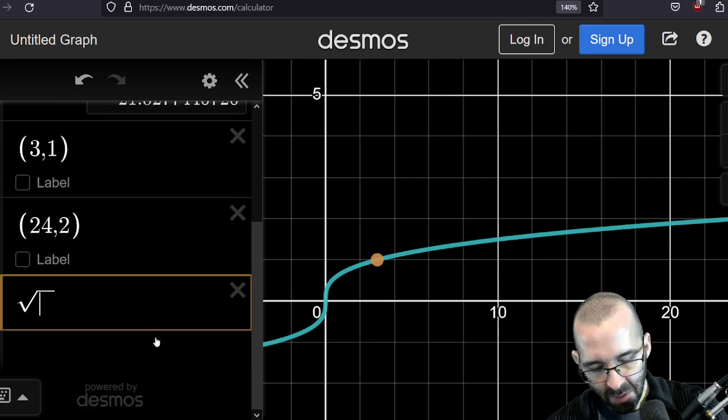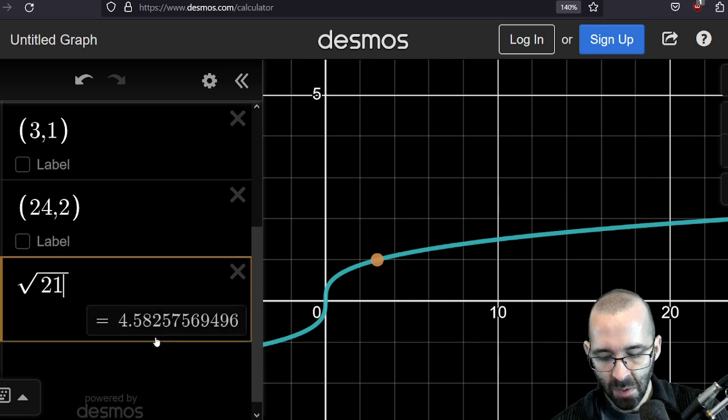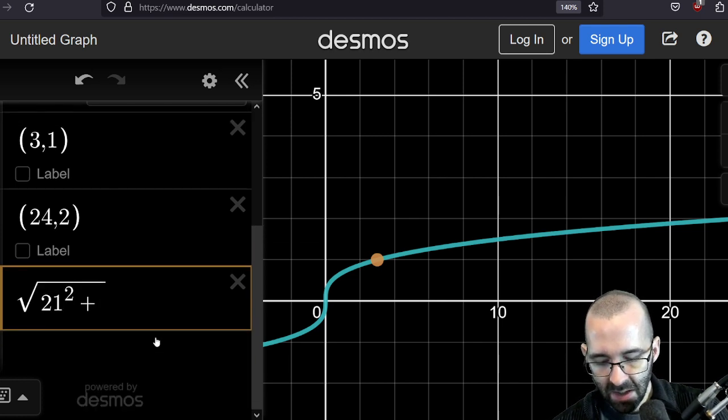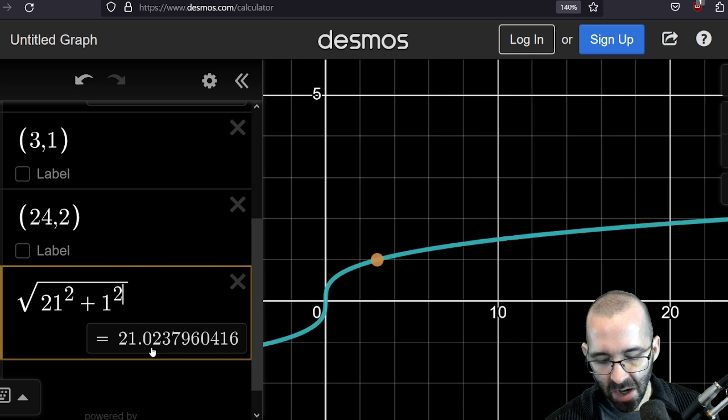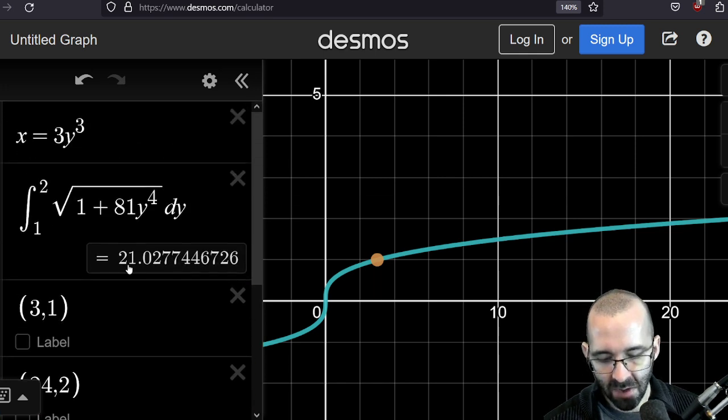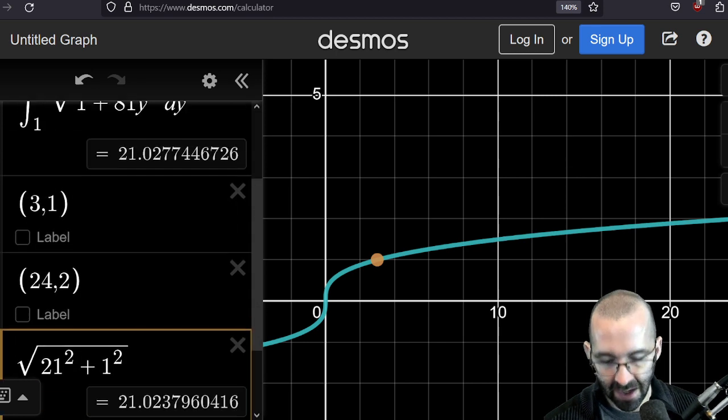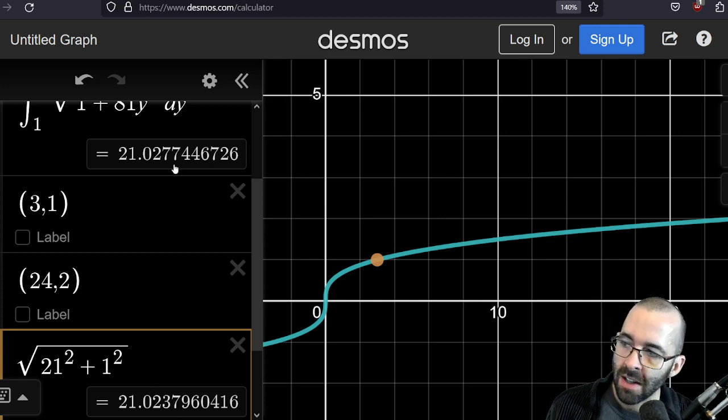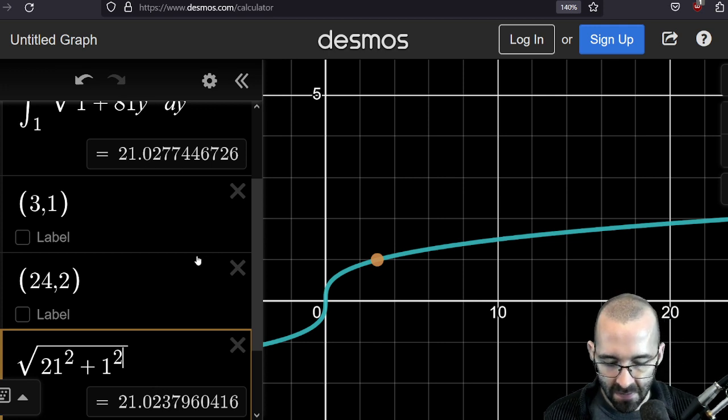We could approximate it as use Pythagorean theorem. The x difference is 21, and the y difference is 1. We could approximate this with Pythagorean theorem and get 21.02. Whoa, very similar, right? Very similar here. But again, approximating with a line will give a smaller estimation than the true value.